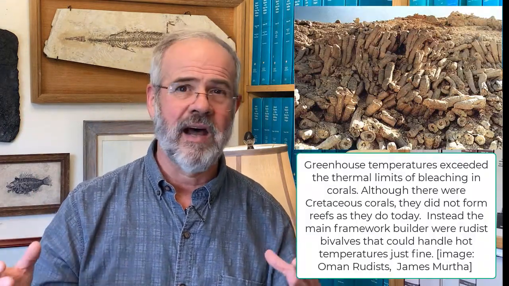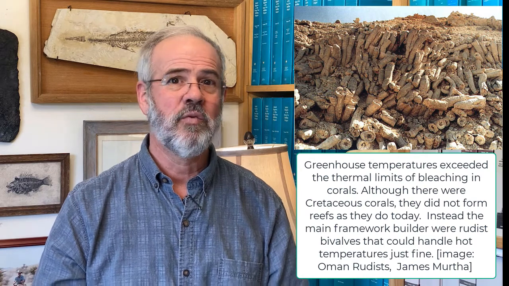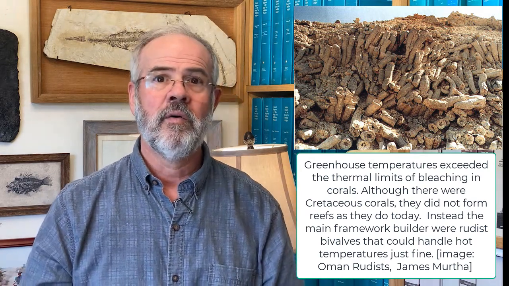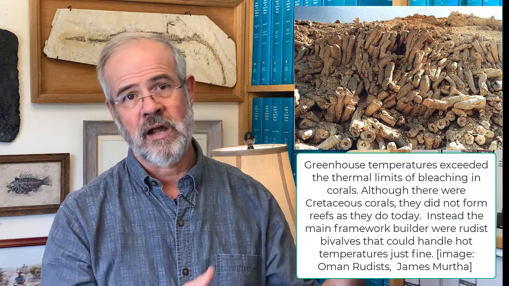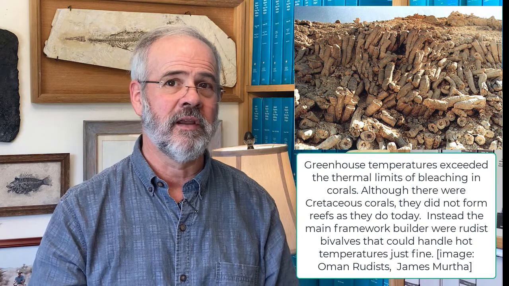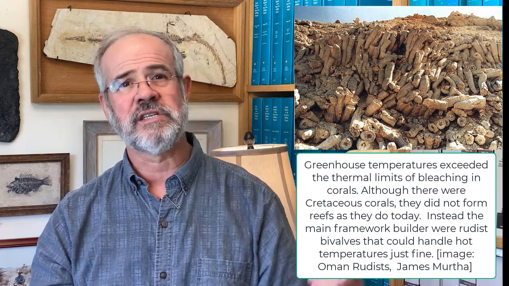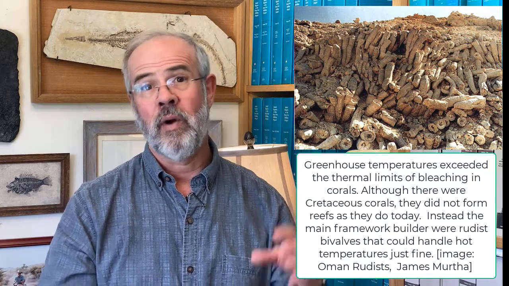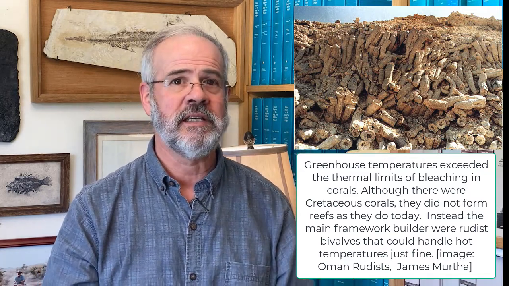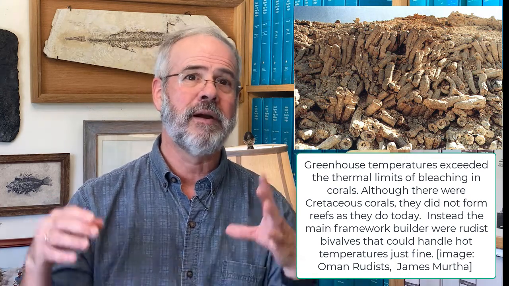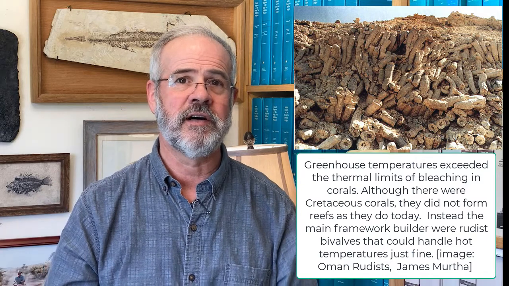These downright hot ocean temperatures in the Cretaceous were not at all good for coral reefs, at least not as we know them. One of the signs of coral bleaching in the modern world, for example, is that the ocean is unusually hot for a few weeks in late summer. In the Cretaceous, the ocean temperatures were routinely way over this thermal threshold for coral bleaching. So, while there were corals in Cretaceous seas, the main framework builders were bivalves called rudists that could apparently handle the hot ocean just fine.